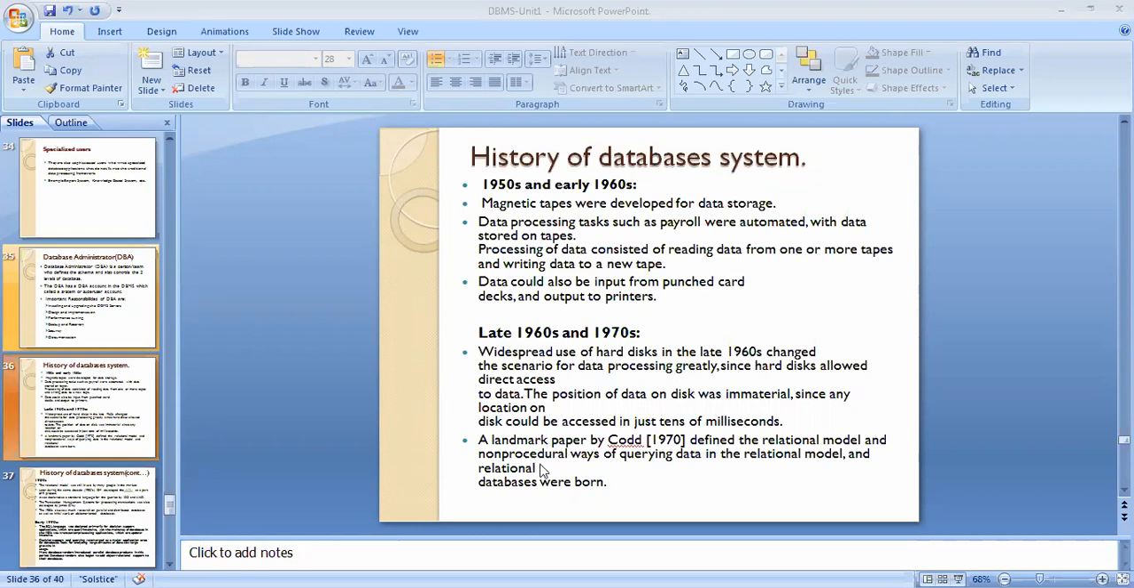A landmark paper by Codd in 1970 defined the relational model and a non-procedural way of querying data in the relational model, and relational databases were born. See, in 1970, Codd invented the relational data model, and querying of the data in the relational model.